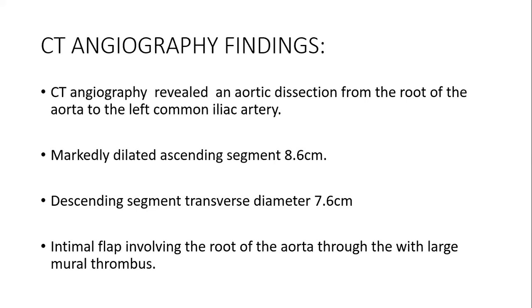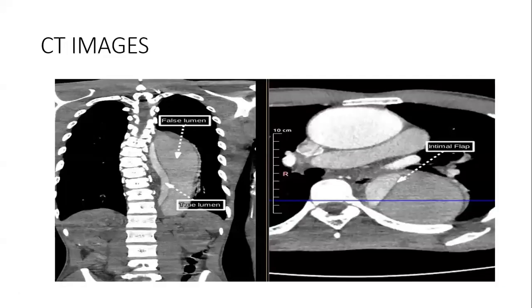CT angiography revealed an aortic dissection from the root of the aorta to the left common iliac artery. There was a markedly dilated ascending aorta, measuring 8.6 centimeters, and the descending segment transverse diameter was measuring 7.6 centimeters. Then the intimal flap involving the root of the aorta with a large mural thrombus. So these were the images we got for the same patient.